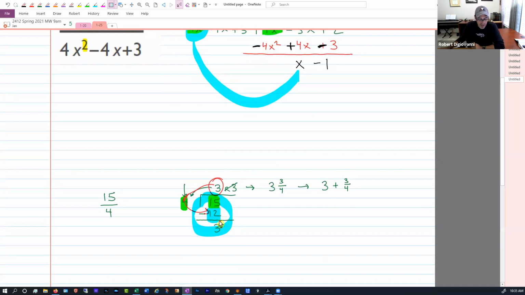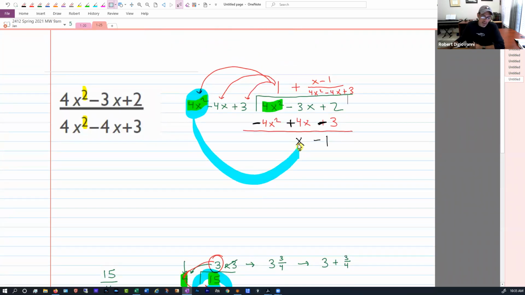So it's kind of like on this step, when we had a 3 here, you couldn't multiply 4 by anything to get 3 because 3 is smaller than it, right? So that's why here, the power on x is smaller than 4x squared, so I can't do anything. Okay, so that becomes my remainder. But instead of writing 1, remainder x minus 1, we don't do that. We really write 1 plus x minus 1 over the divisor.